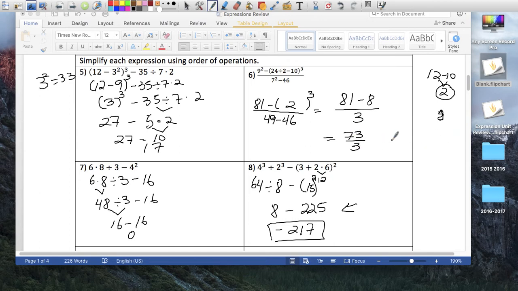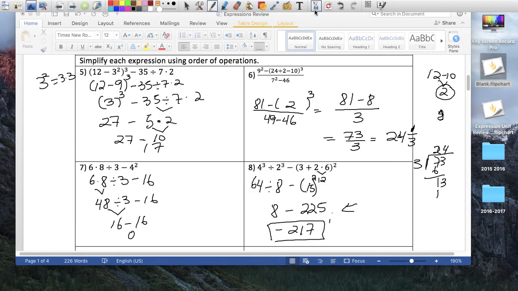If you want, you can change that to a mixed number. 3 goes into 73 how many times? 3 goes in 7 twice, which is 6. Then 13, 3 goes in 4 times, and you have 1 left over. So if you change that to a mixed number, it's 24 and 1/3. Ugly problem. Sorry. So these two, definitely. I guess I wasn't paying attention.